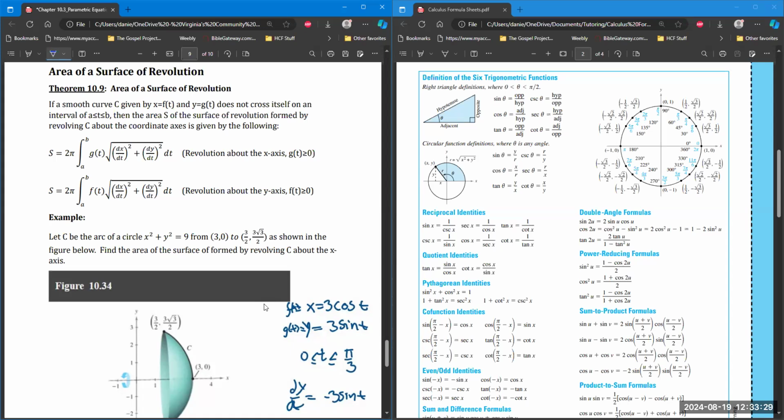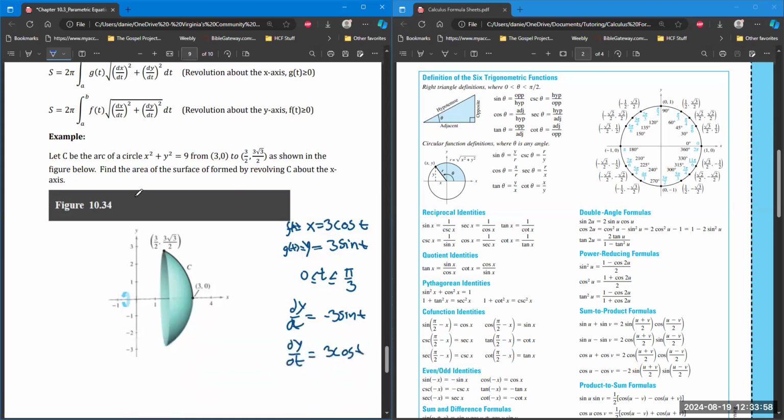Same thing here, just that if we're revolving about the x-axis, we're going to multiply by g of t here. We're going to multiply by y. If we're revolving about the y-axis, then we're going to multiply by f of t here, which is our x value, just like we did in chapter 7. So really nothing new there. This is capital S for surface area now, instead of lowercase s for arc length.